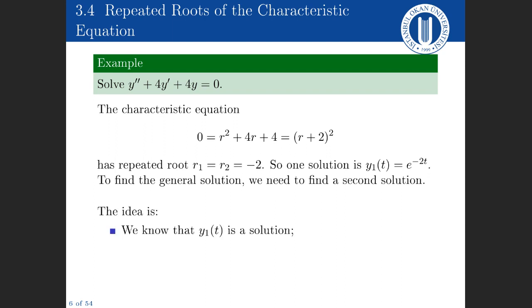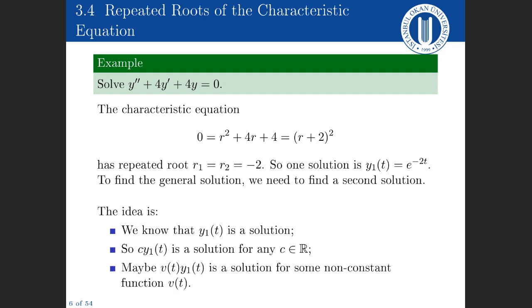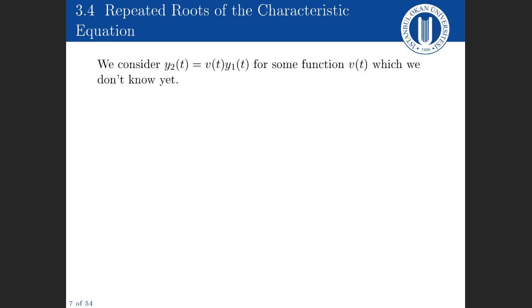And the idea is this. We know that y1 is a solution. We know that we can multiply y1 by any constant, and we still have a solution. What about if instead of multiplying by a constant, we multiply by some special function v(t)? Maybe v(t) y1(t) is also a solution if we can find a special function v. So this is the idea we're going to use. We're going to guess that y2 is some function v multiplied by y1 for some special function v, which we don't know yet.